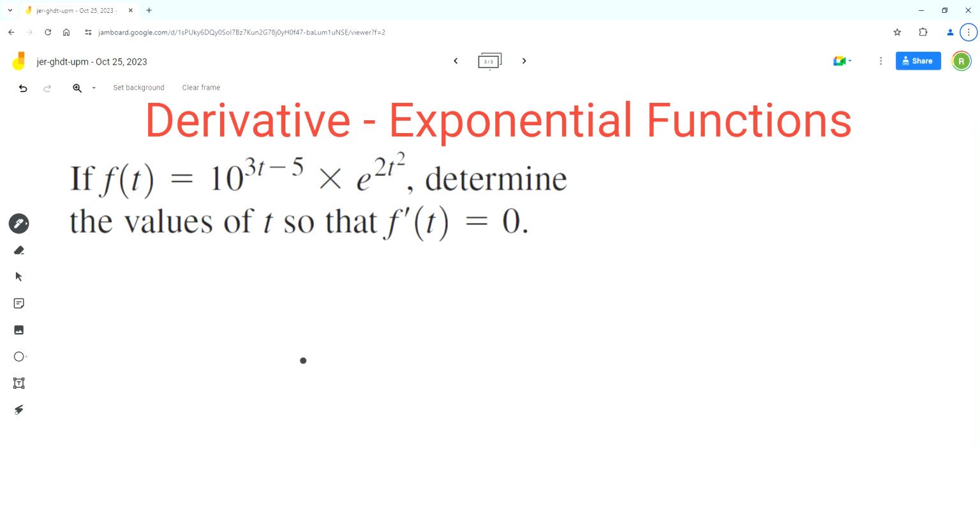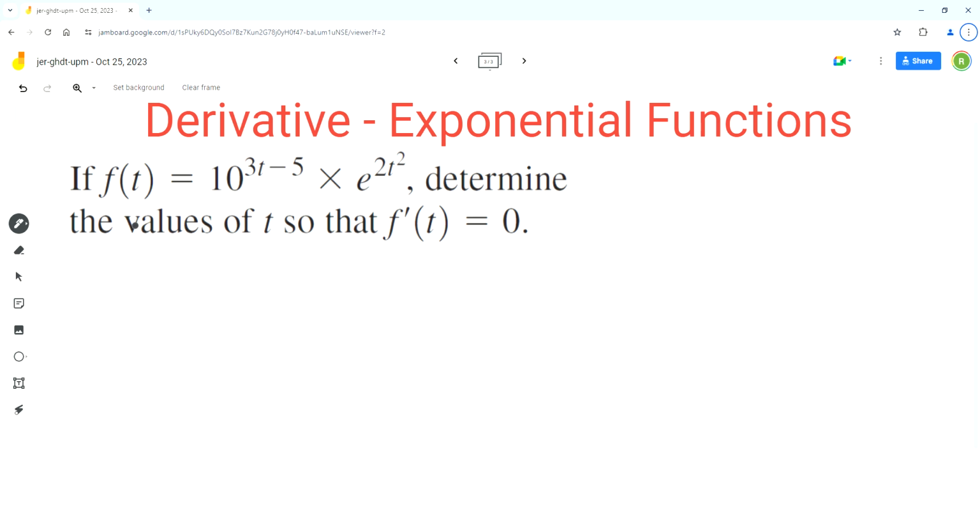So in this video, we'll solve this problem using the concepts of derivatives. As per the problem, if f of t is equal to 10 to the power 3t minus 5 times e to the power 2t squared, determine the values of t so that f prime of t is equal to 0. So we have to find the derivative of this function f of t and then set the derivative equal to 0 and then solve for t. So let's start by finding the derivative of this function.